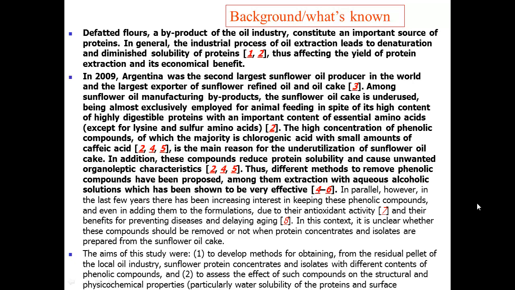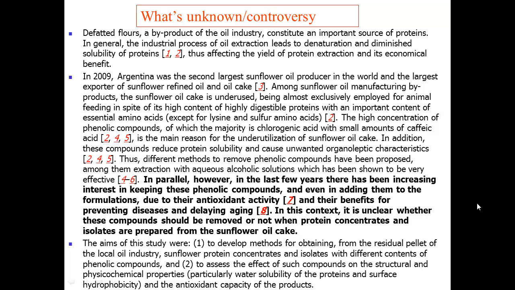So that's a lot of background and the what's known, and then we jump, however, to the what's unknown. And actually, this one's a little bit more of a controversy. So they're setting up the unknown is really a controversy here. So in parallel, however, in the last few years, notice the author's kind of cluing you in that they're changing modes here because they get that however.